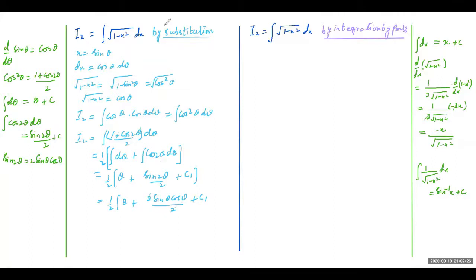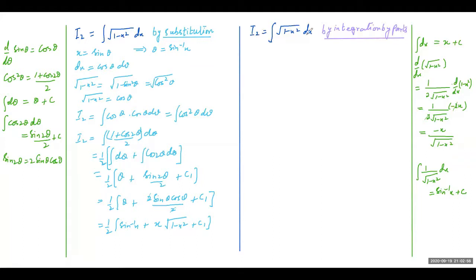And now what we are going to do is put in the values of these. Let's see what is the value of theta. From here we get theta is equal to sine inverse x. So in place of theta, put sine inverse x. In place of sine theta, put x from here, and in place of cos theta, put square root of 1 minus x square. And from here we have C1. So this is the value of I2.